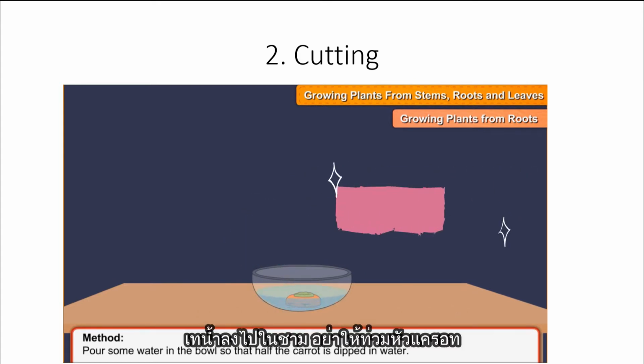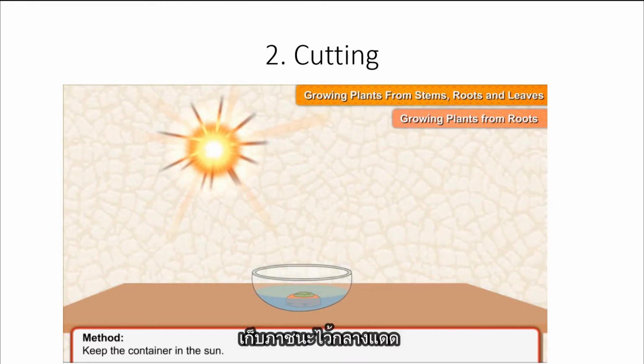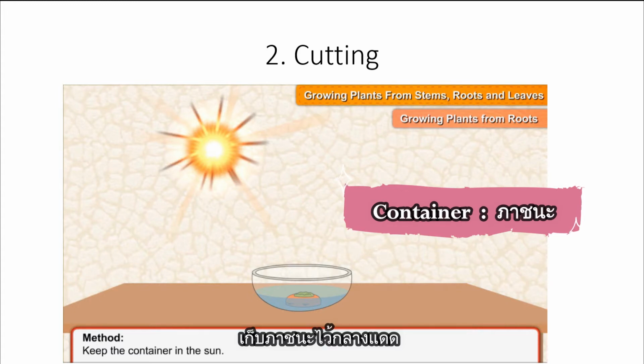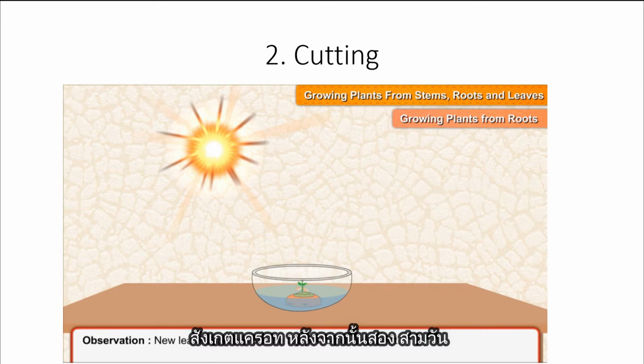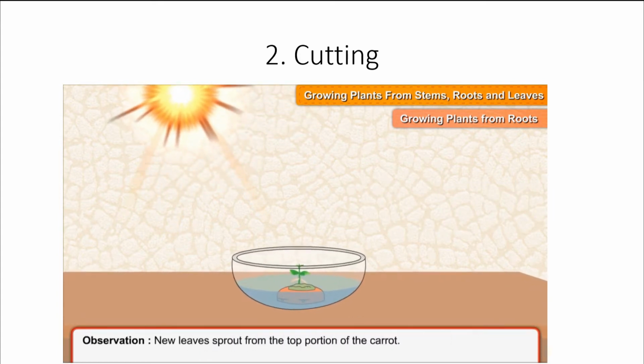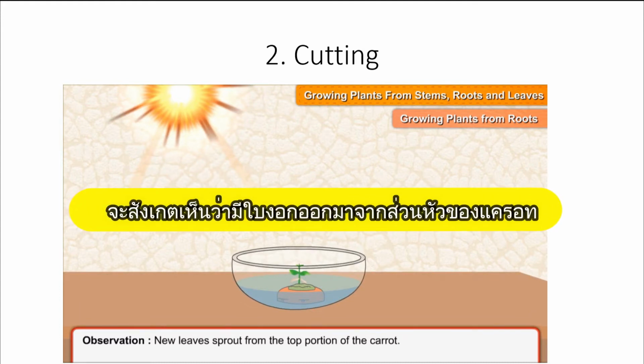Pour some water in the bowl so that half the carrot is dipped in water. Keep the container in the sun. Observe the carrot for a few days. Observation: new leaves sprout from the top portion of the carrot.